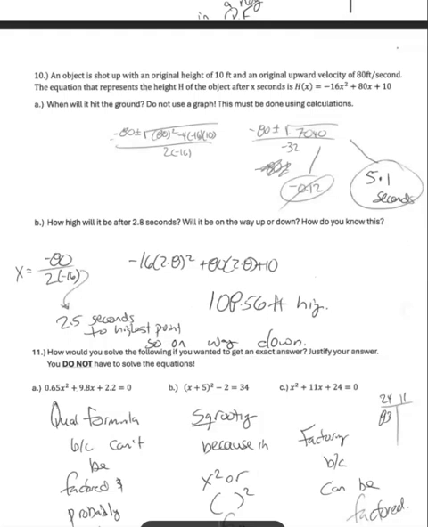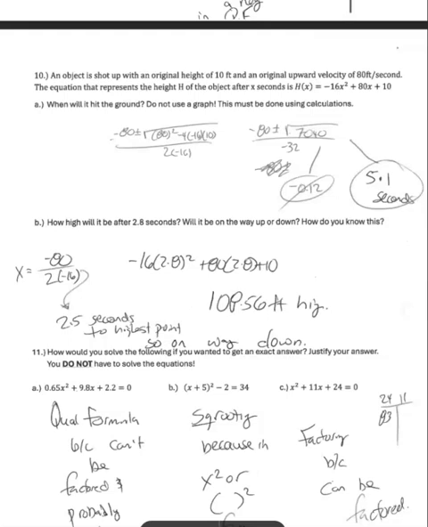Okay, number 10, it says an object is shot up in the air. It gives you the equation that represents this. It says when will it hit the ground? Do not graph. You could always graph to check your answer, but I wanted you to do it by calculations. Since our answers are going to be ugly, we are going to use the quad formula. You pick your A, B, and C. A is -16, B is 80, and C is 10. Pop it into the quad formula, simplify it down, you get one negative answer, which makes no sense, and you get one positive answer, which does make sense, 5.1 seconds.